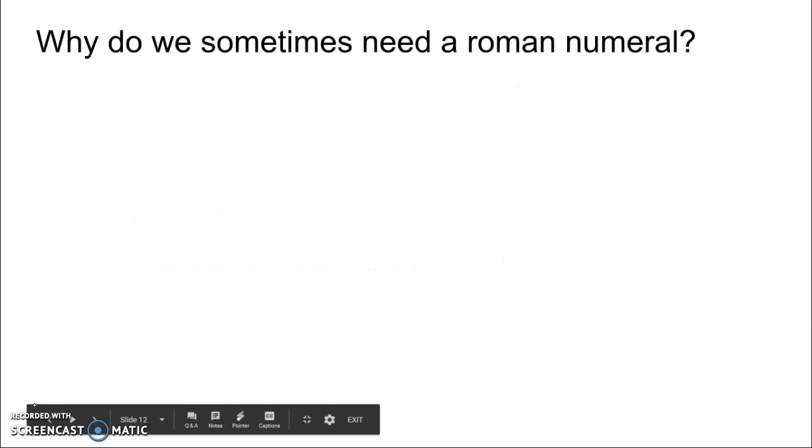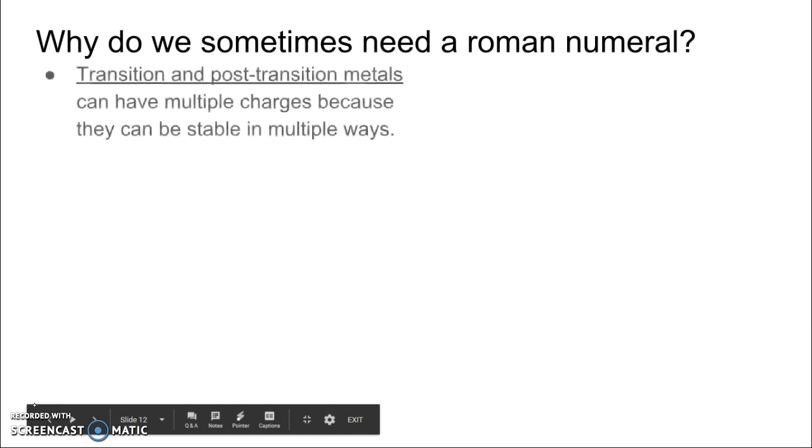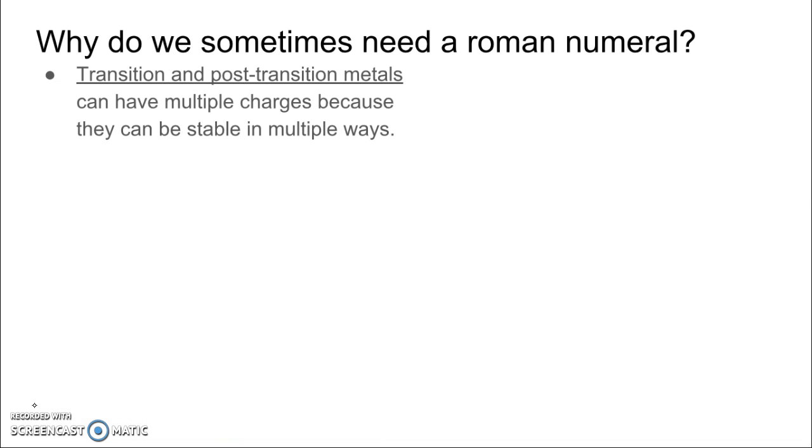First, before we add those into the names, let's figure out why we need a Roman numeral. It's only sometimes; notice, we don't always use these. So when does it become important? It depends on what metal we're dealing with. If we're dealing with a transition or post-transition metal, we need to include Roman numerals, because they can have multiple charges, because they can be stable in multiple ways. This is kind of a weird idea, because right now we've brought up this idea that metals and nonmetals always gain and lose the same amount depending on what group they're in.